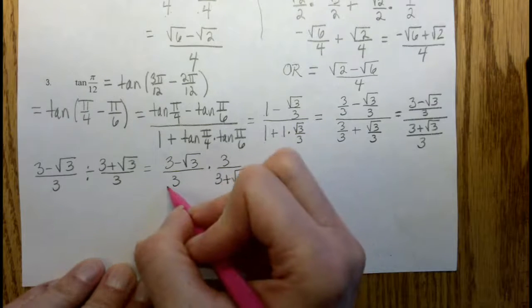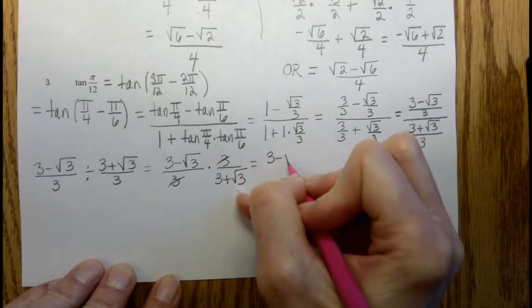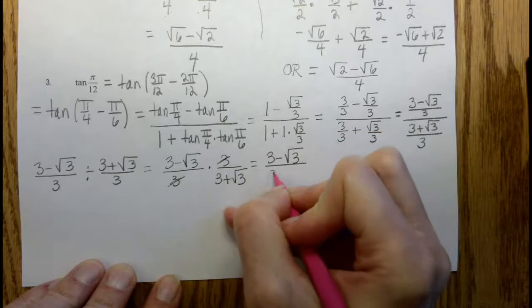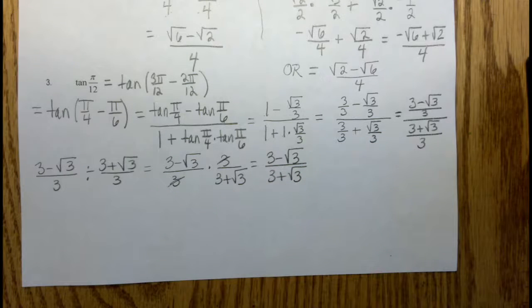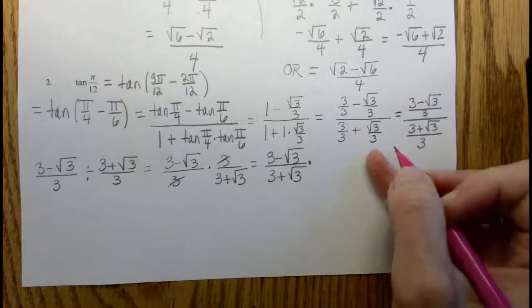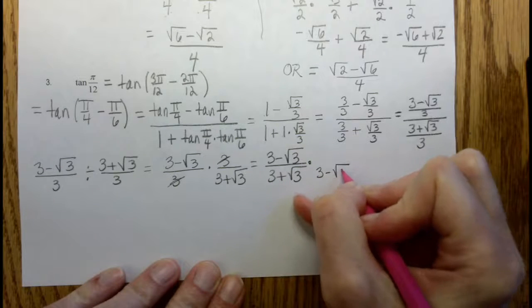And what happens here is that the 3's cancel out. We get 3 minus the square root of 3 over 3 plus the square root of 3. And that's all well and good, except that we have a square root in the denominator. So we need to get rid of that square root in the denominator. What we're going to do is multiply by the conjugate. Remember that the conjugate says that you change one sign. So we ultimately are going to be multiplying by the fancy form of 1, but this is going to be 3 minus the square root of 3.